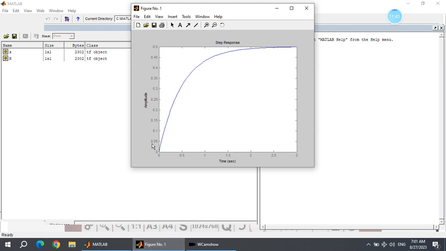The input is a step. Starting from 0, it jumps up to 1, right? Then the output is also kind of a step. It goes from 0 to 0.5, but it does not directly jump to 0.5; it gradually increases to 0.5.